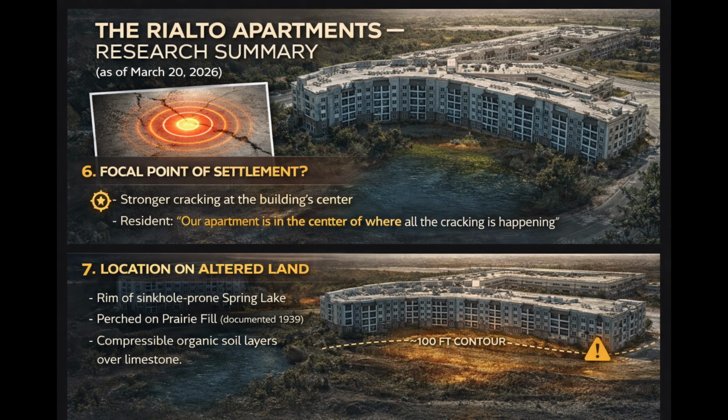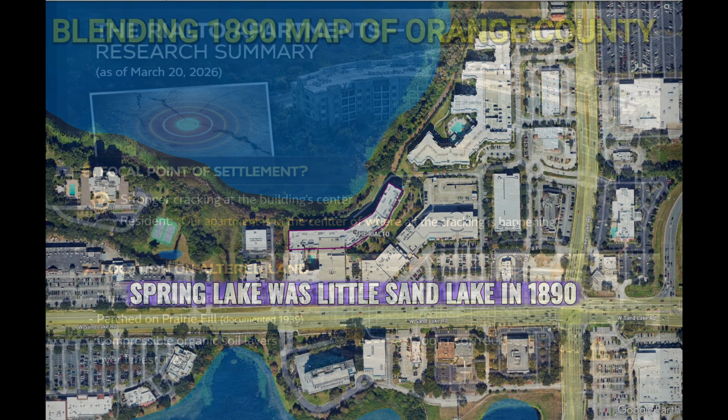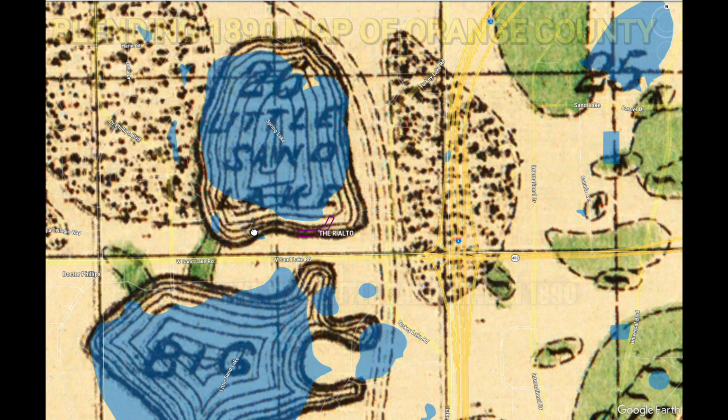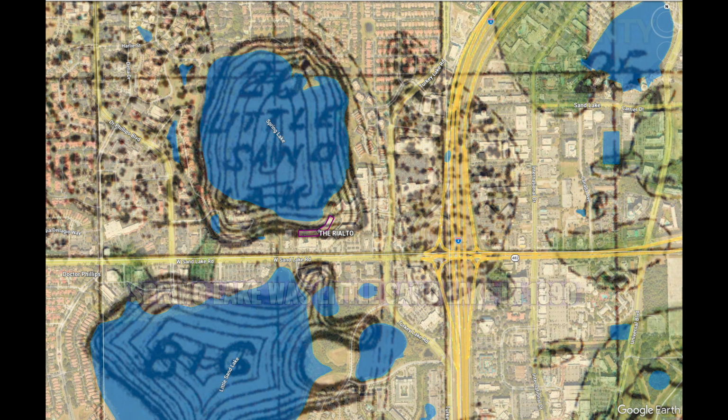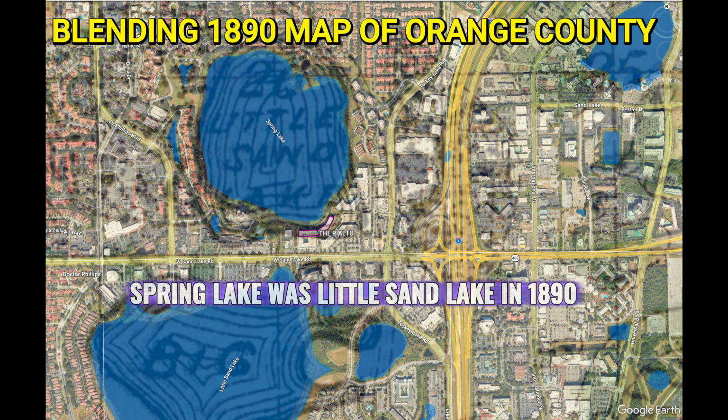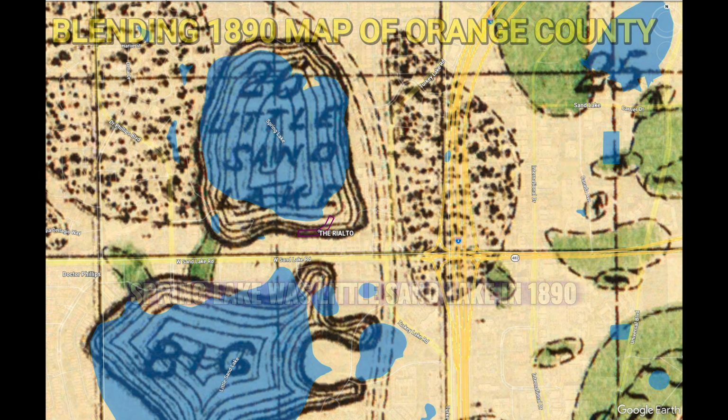Viewers will see the authoritative 1890 Orange County survey map fade into the modern aerial, then into the 1939 aerial imagery, which is not generally available to the public, and finally into the 1954 USGS 7.5-minute quadrangle map showing the original land topography and the 100-foot elevation contour, a known sinkhole contour in this area.